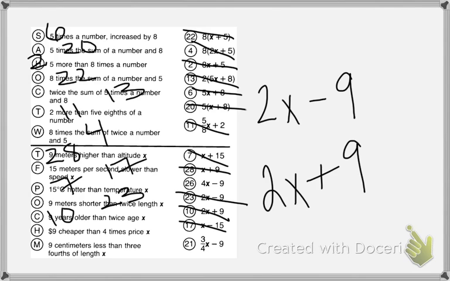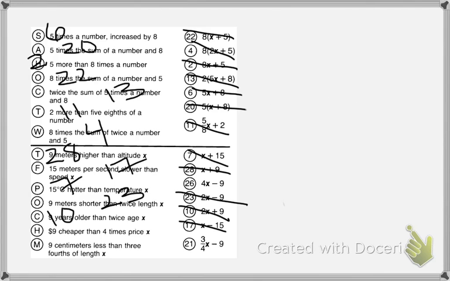$9 cheaper. Well, think of a price, any price, $100. 9 cheaper. Are you going to add or subtract? You're going to subtract, absolutely. So you're 9 cheaper than 4 times the price. 4 times the price. There it is, number 26.